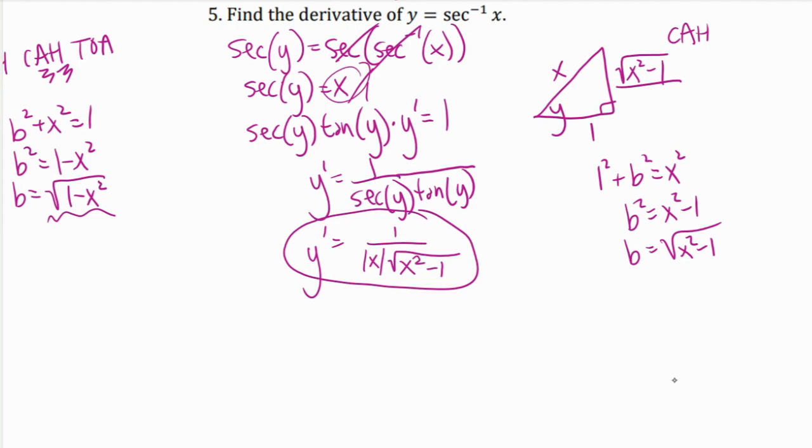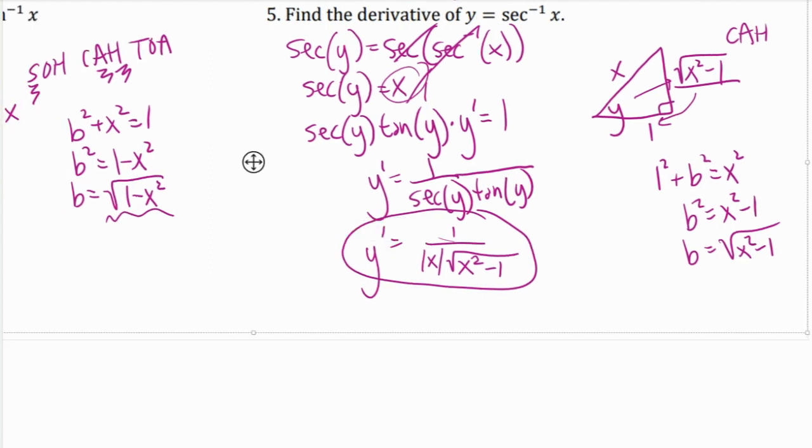So again, take the secant of both sides. Use implicit differentiation to solve for y prime. Use a triangle, Pythagorean theorem / SOHCAHTOA to solve for that third side, and then plug that in as tangent. So secant is absolute value of x. Tangent, I think I just glossed over this. Tangent is opposite over adjacent. So root x squared minus 1 over 1 is tangent, opposite over adjacent.